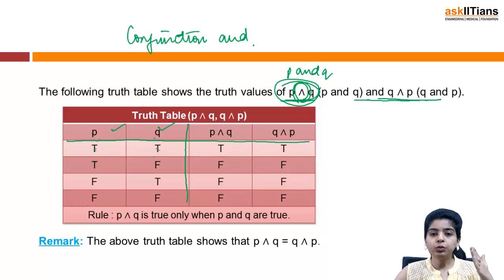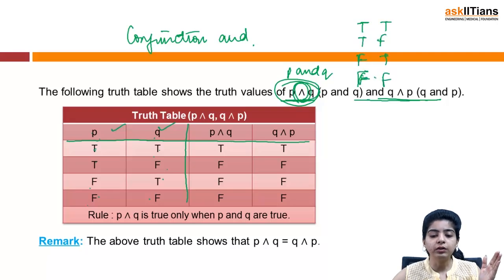So P is true, Q is true; P is true, Q is false; P is false, Q is true; P is false, Q is false. This means I am just considering the cases. I take true-true, true-false, false-true, false-false in any order. We are just concerned with this combination, right? So this is how we have obtained P and Q.